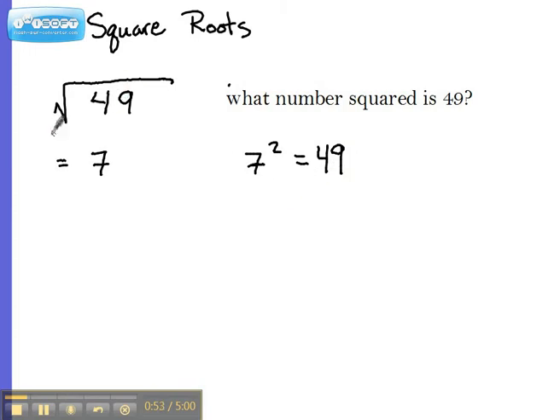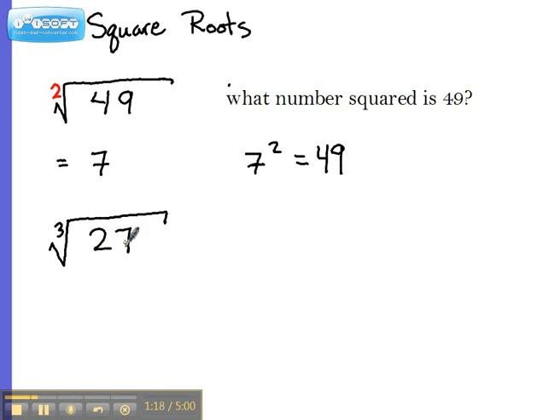So if there's no number written inside the check mark part of the radicand of the square root, then that means that there's an implied 2. It's assumed that there is a 2 right here. You can write that in if you want. You don't have to. Because what this means here, this is called the cube root.